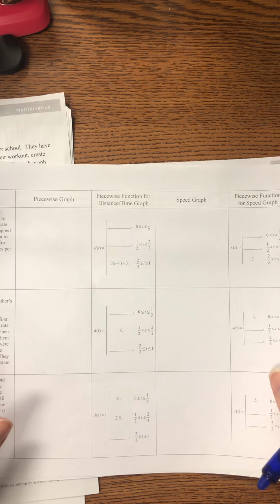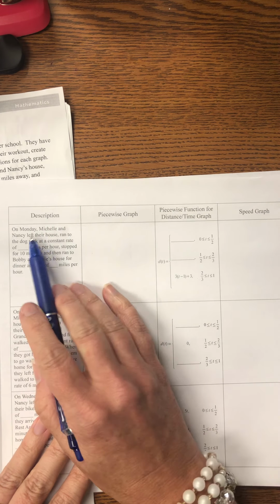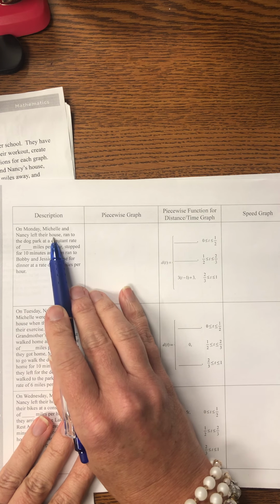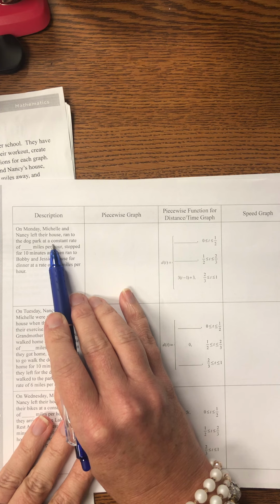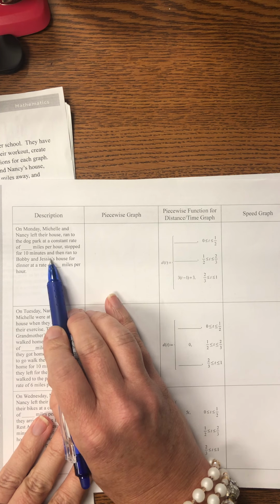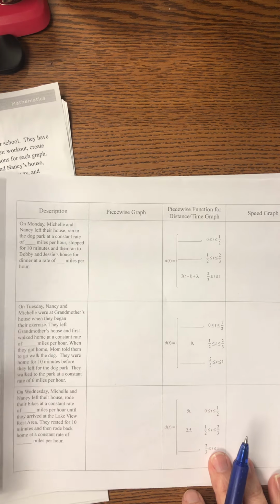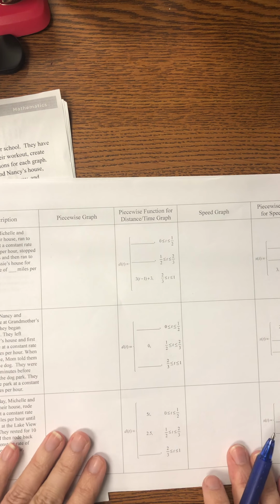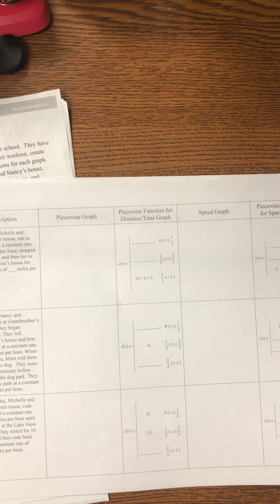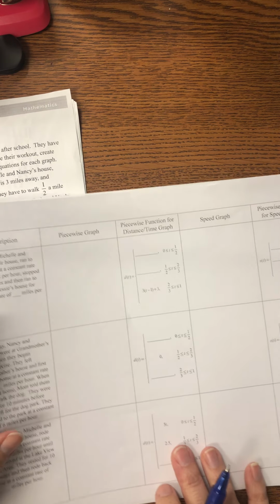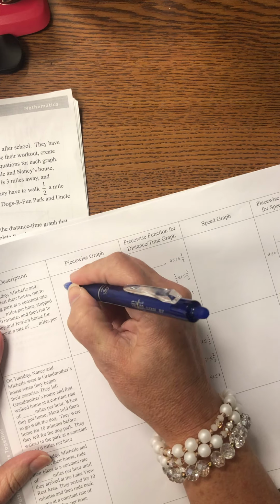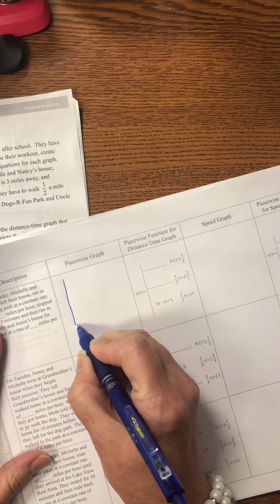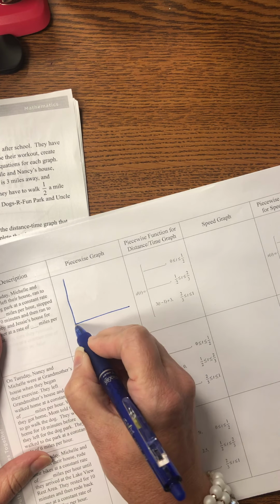So let's see what we have in number 1. It tells us on Monday, Michelle and Nancy left their house, ran to the dog park, stopped for 10 minutes, then ran to Bobby and Jessie's for dinner. Okay, we're going to have to find the rates for both of those, but we really can't find the rates until we know what the graph looks like and what our equations are. So with that being said, let's go ahead and draw our piecewise graph in this little blank right here.